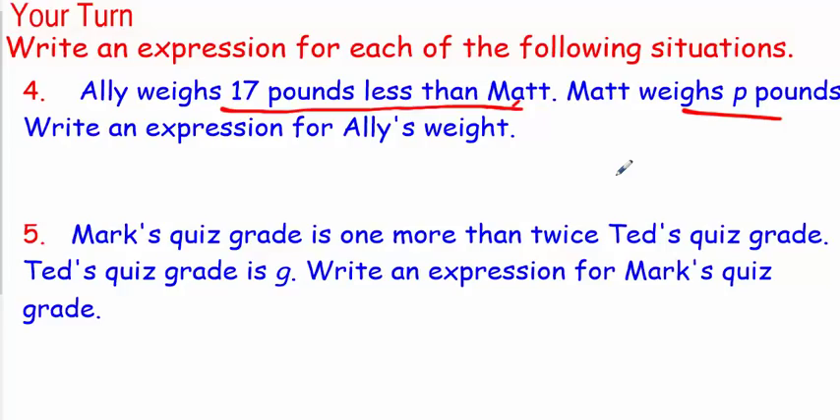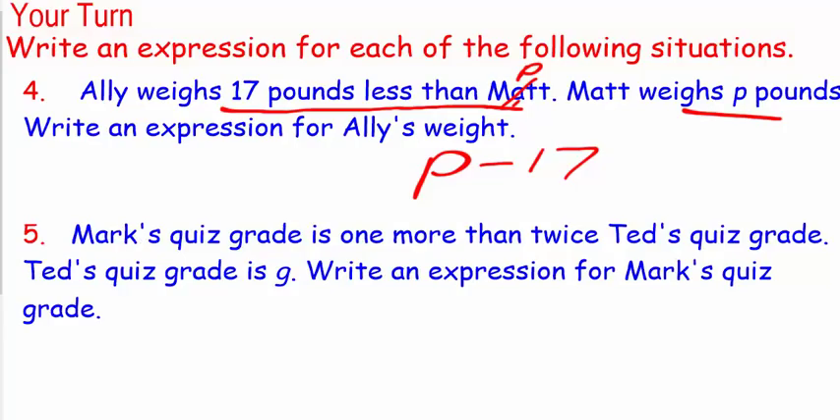All right, Allie weighs 17 pounds less than Matt, and it says that Matt weighs p pounds. So I'm going to come over here and cross off Matt because I know that that is going to represent p. All I need to know is what is 17 pounds less than p. So that means I know his weight, and then I take away 17.